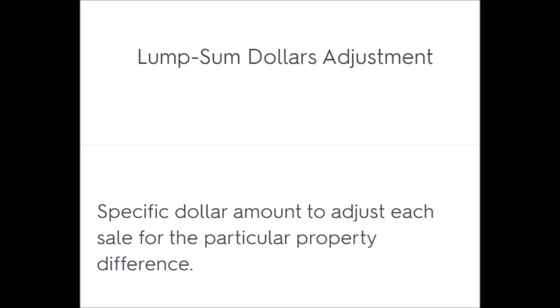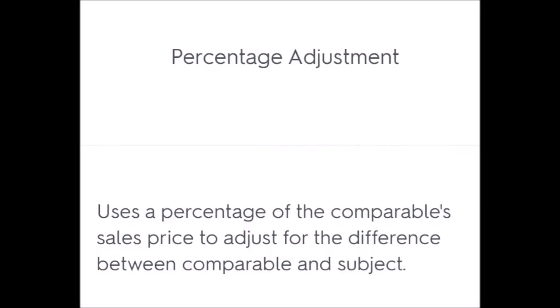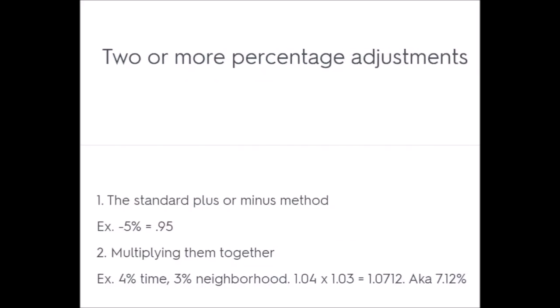Lump sum dollars adjustment. Specific dollar amount to adjust each sale for the particular property difference. Percentage adjustment. Uses a percentage of the comparable sales price to adjust for the difference between comparable and subject. 2 or more percentage adjustments.